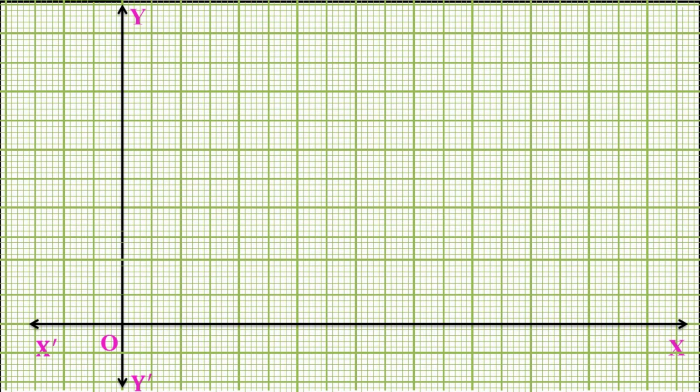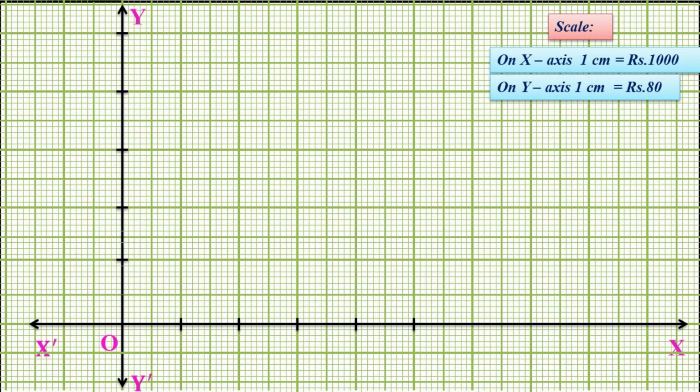Students, we know the given values are deposited and simple interest. Now we can mark the deposit on the x-axis and the simple interest on the y-axis. First, we take the scale. The lowest value on the x-axis is 1000 and the highest value is 5000. So, we can take 1 centimeter equal to 1000 rupees. On the y-axis, the highest value is 400. So, we can take 1 centimeter equal to rupees 80.